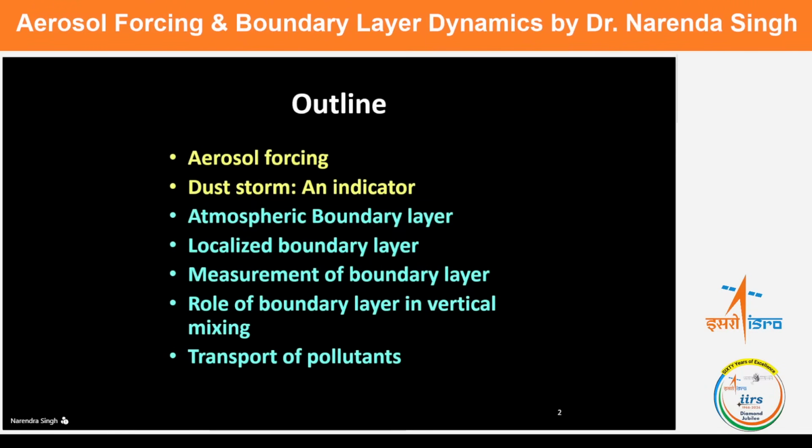Then, of course, the atmospheric boundary layer, which is a very important part of the lower atmosphere, the layer directly in contact with the Earth's surface. Then the localized boundary layer also, because this boundary layer is not the same everywhere. Then measurement of the boundary layer: how do we make these measurements? And then ultimately, what is the role of the boundary layer in vertical mixing and advection, and the transport of pollutants to the Himalayan region. To some extent, I'll be talking about that as well.